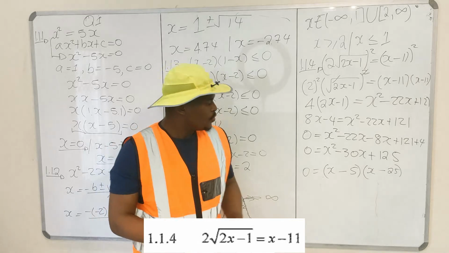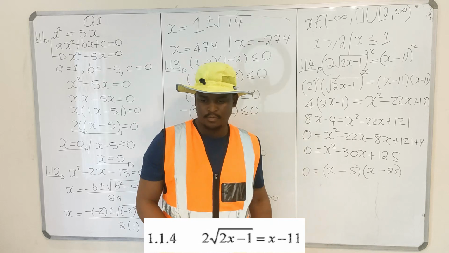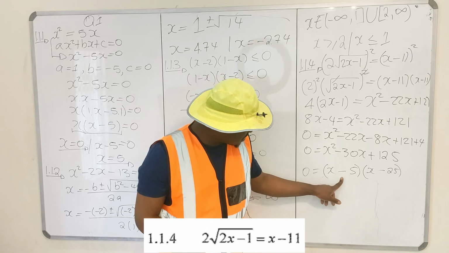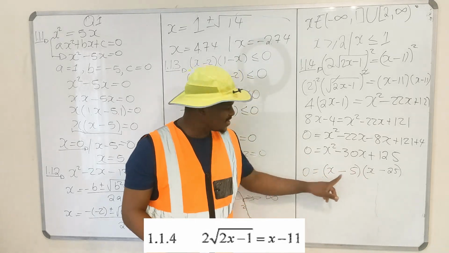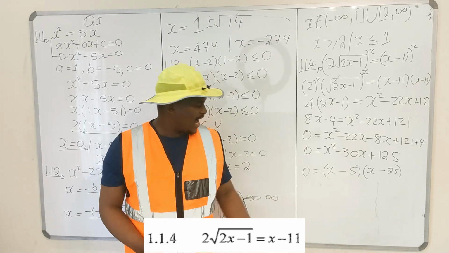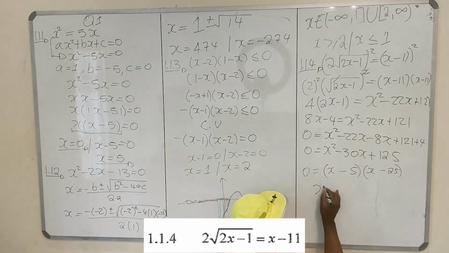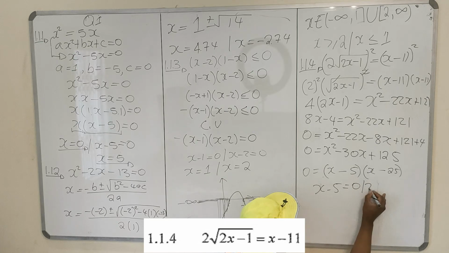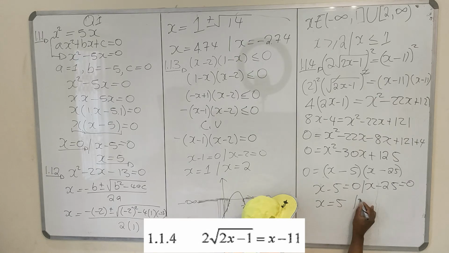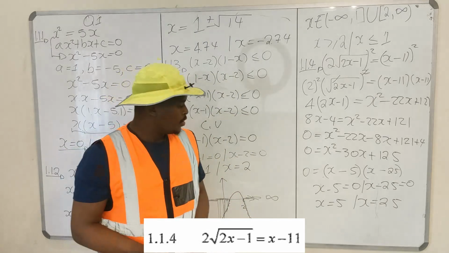So we have a situation where the product of two brackets is 0. What does that tell you? This bracket times that bracket is equal to 0. What does it tell you about the values of these brackets? One of them is equal to 0, at least one of them. It's either this one is 0 or that one is 0. So you have x minus 5 equal to 0, or x minus 25 equal to 0. So x is equal to 5, or x is equal to 25. So you got these things.